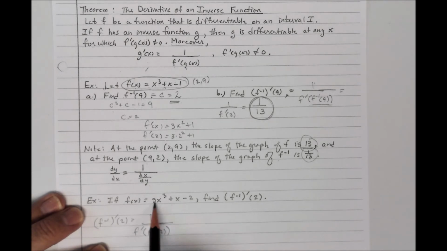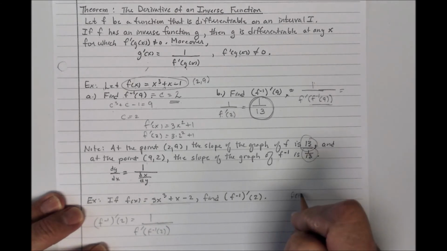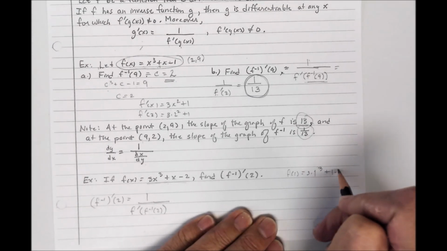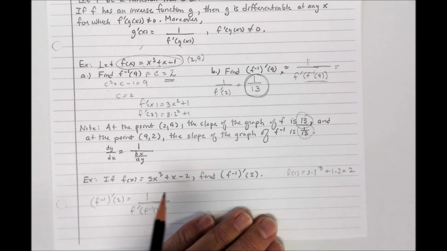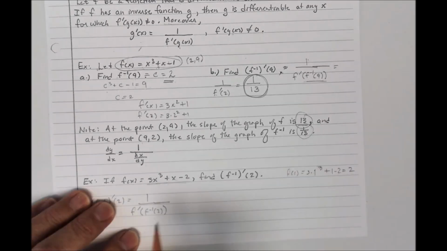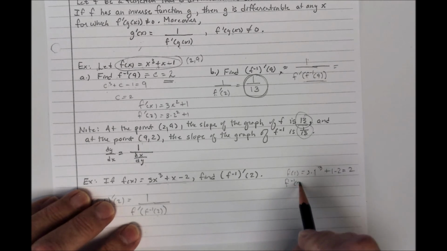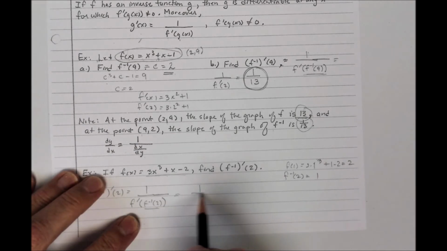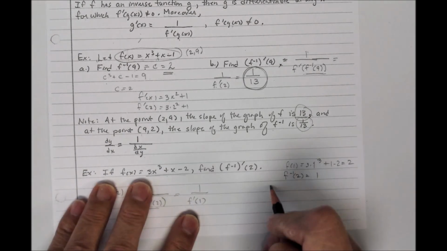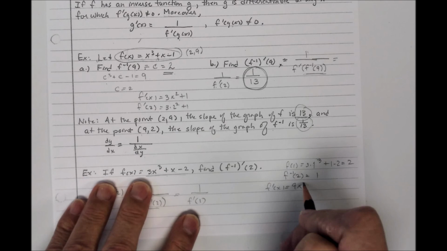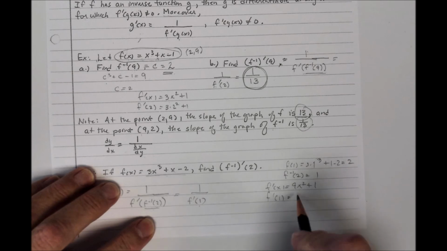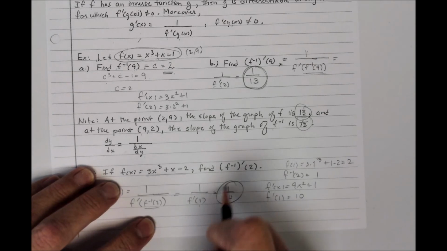Well, it looks like, just by trial and error, f of 1, which would be 3 times 1 cubed plus 1 minus 2, would equal 2. So this is the point 1, 2 on here. F inverse of 2 then would be equal to 1. So I'm going to go ahead and plug 1 in here. So this is 1 over f prime of 1. Now what's f prime of 1? Well, I have to take the derivative. That would be 9x squared plus 1. So if I plug 1 in here, f prime of 1 would be 10, and this would be equal to 1/10.